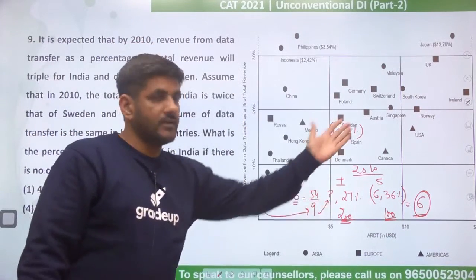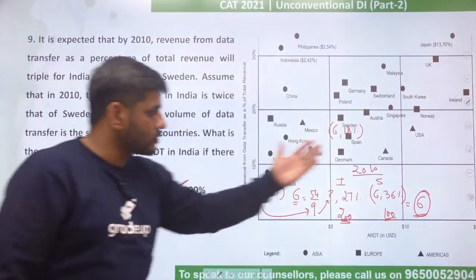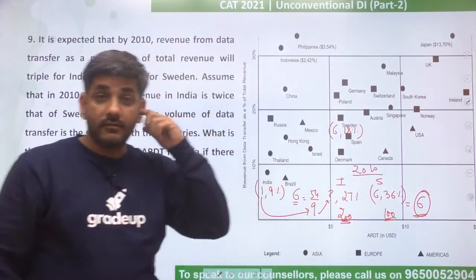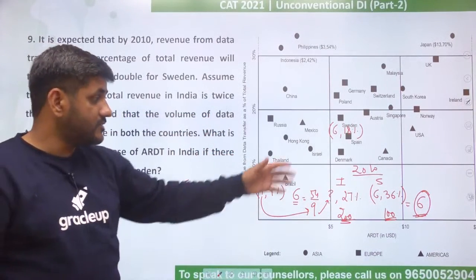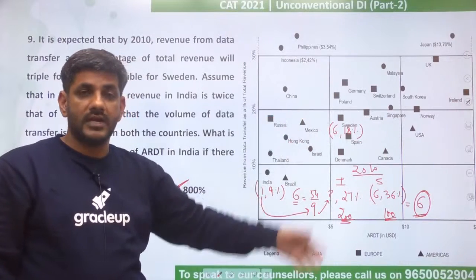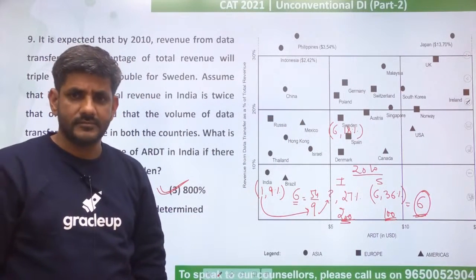We had tripled it, we have doubled it. Then he says assume the total revenue in India is twice of Sweden. तो उसको 100 माना, इसको 200. Rather we have made it easy by taking these numbers 100, 200. Otherwise if you start taking x and 2x and all kind of things, it will be extremely difficult question for you. बहुत lengthy हो जाएगा फिर.